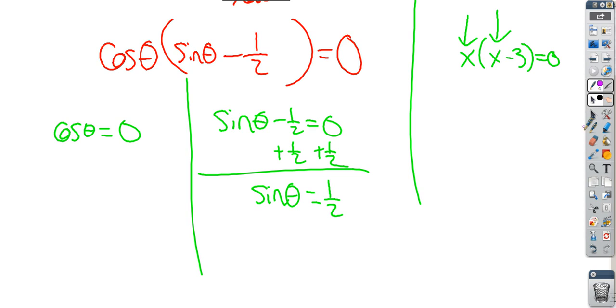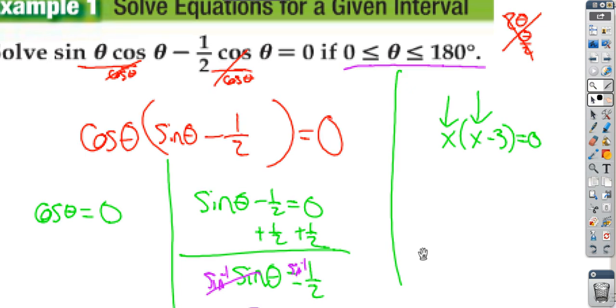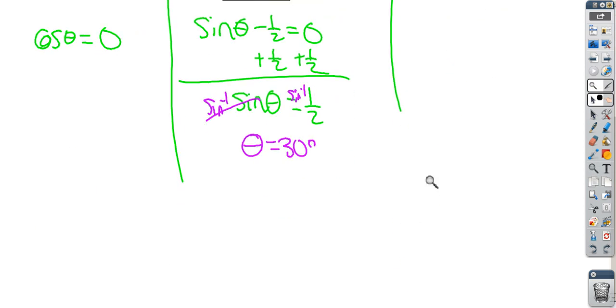And we need to be aware that the angle that has a sine of 1/2 is 30 degrees. So theta is 30, but then we also have to look at what they're telling us. They're saying that theta is between 0 and 180. So 30 is not actually the only angle that has a sine of 1/2.